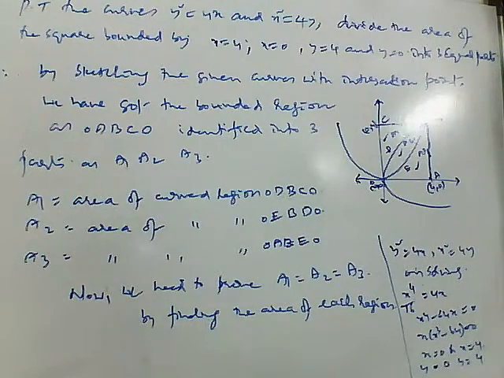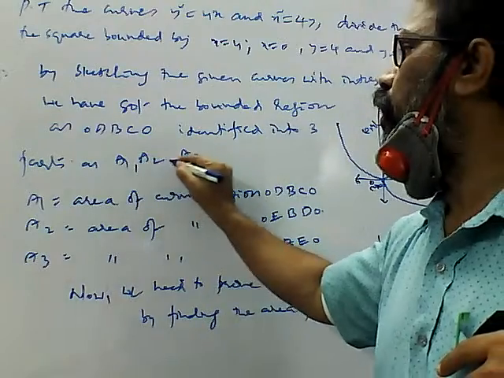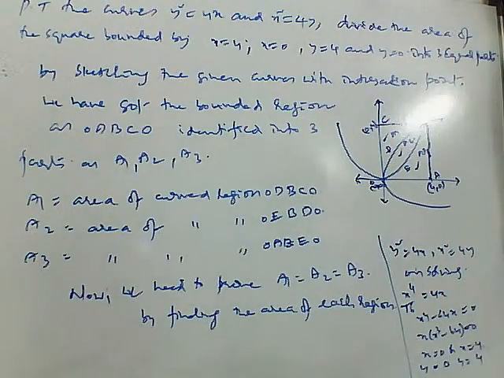Understand now? Okay, OABCO was divided into three parts. Now we have to find the three parts and we need to show they are equal.